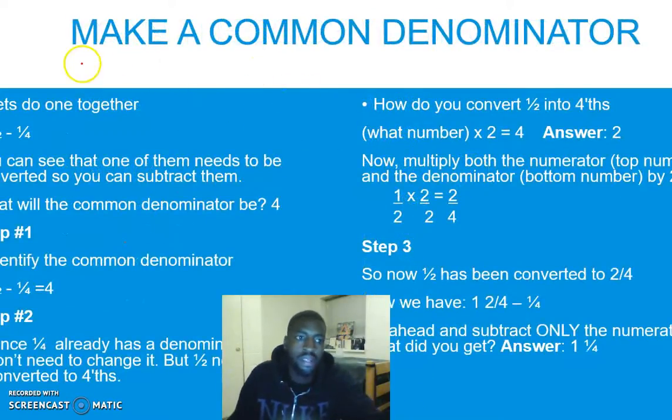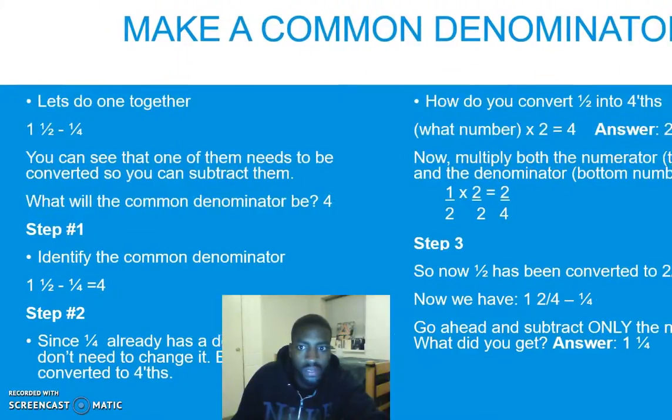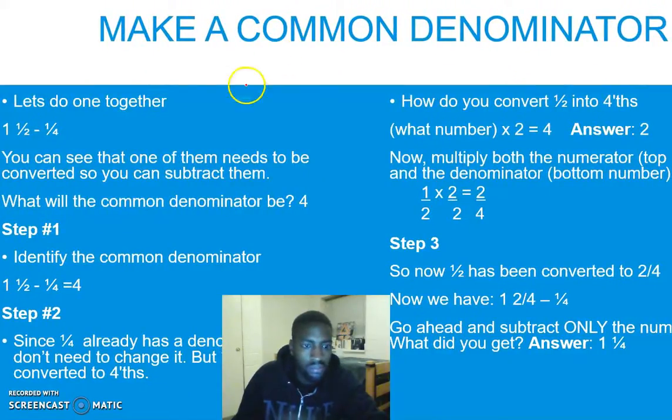So let's move on to making a common denominator. Sorry, you can't see some of this, but try to move it over here first. So let's do one together. Let's do this one: 1 1/2 minus 1/4. You can see that one of them needs to be converted so you can subtract it. What would the common denominator be?